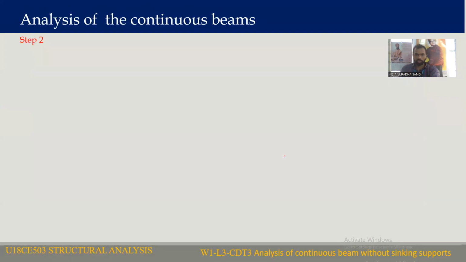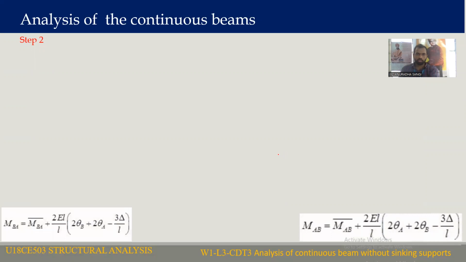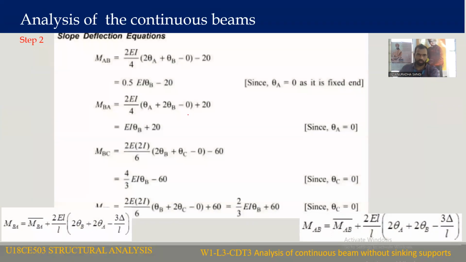After calculation of the fixed moments, we need to develop the slope deflection equations for the two spans. Just substitute the theta values and delta values in these two equations. We are going to develop the four equations. This is equation number 1, MAB; these are the final moment equations. This is equation number 3 and this is equation number 4.